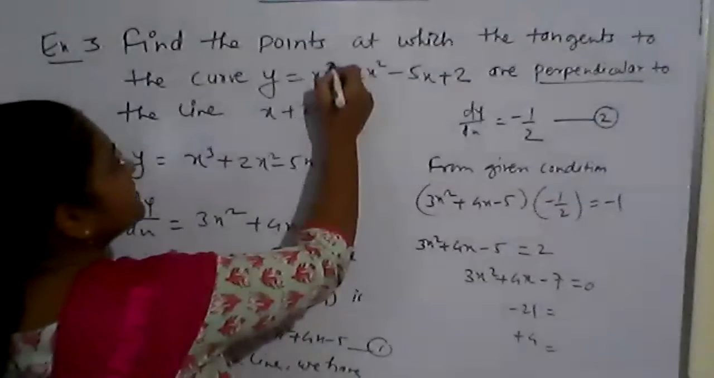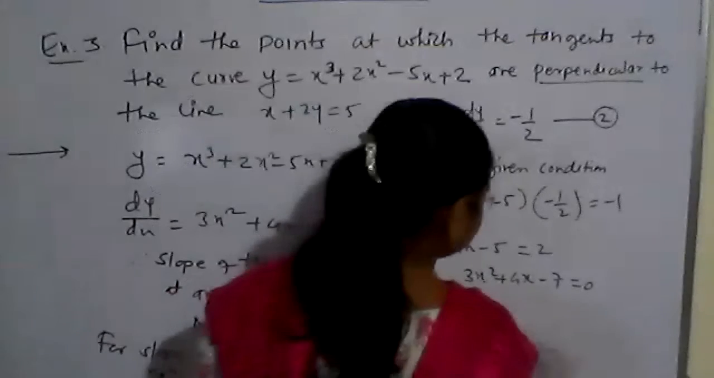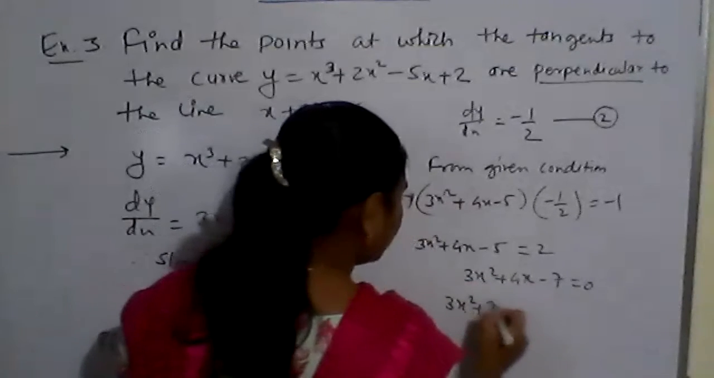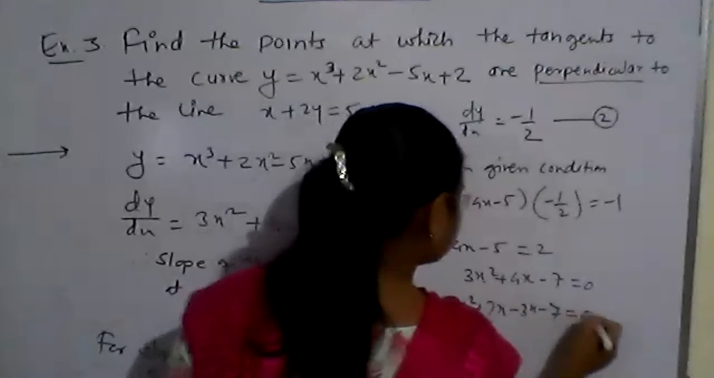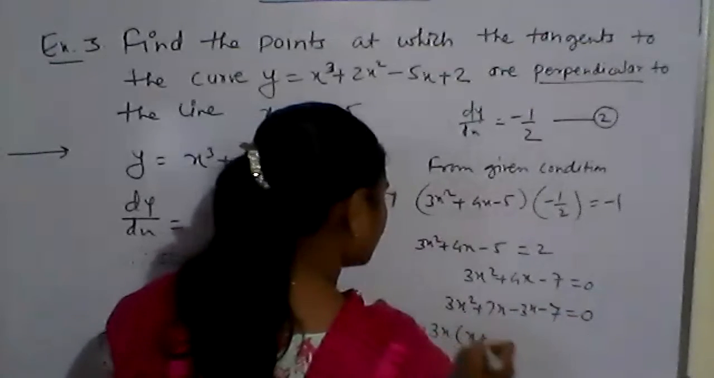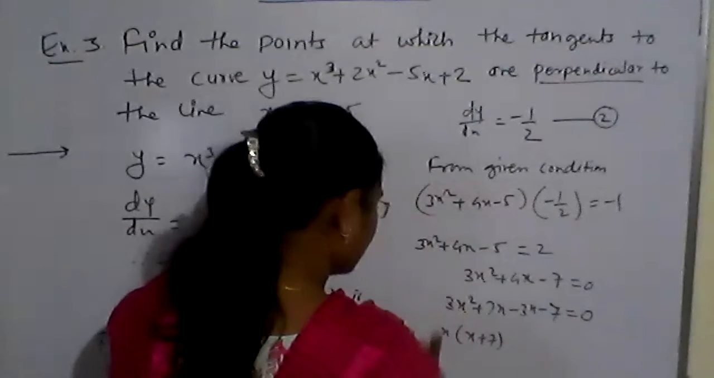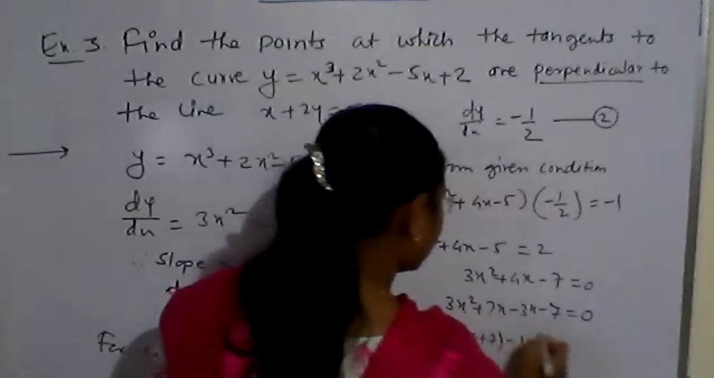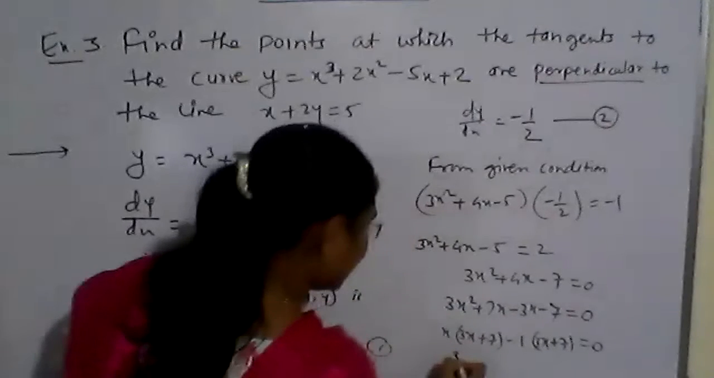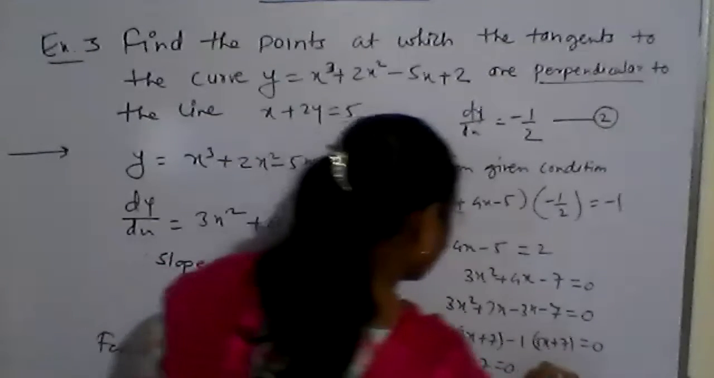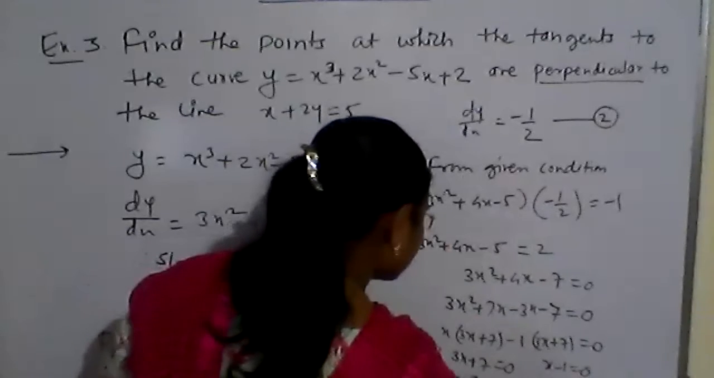Okay, so 7 and minus 3 we can take here. 3x square plus 7x minus 3x minus 7 equal to 0. So 3x in bracket x plus 7 minus 1 in bracket 3x plus 7 equal to 0. So we have 3x plus 7 equal to 0 and x minus 1 equal to 0. So x equals minus 7 by 3 and x equals 1.